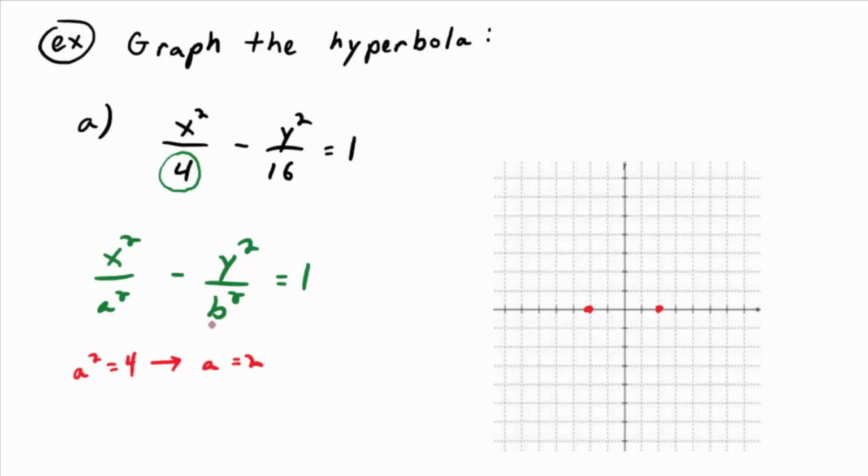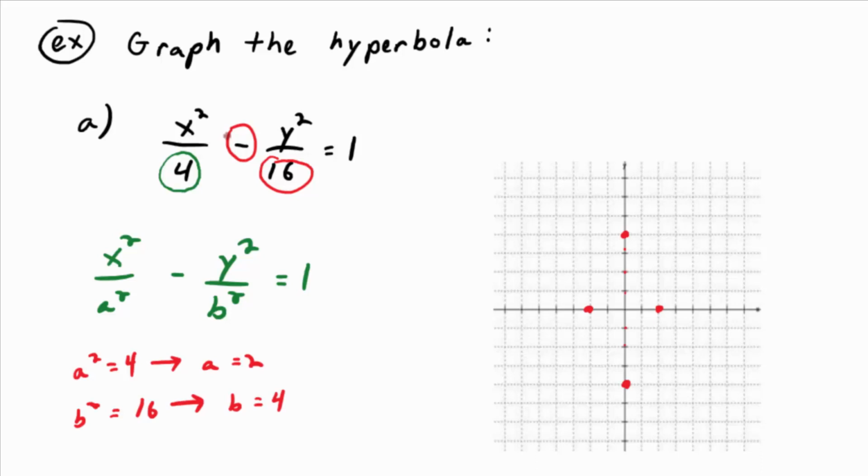Okay, then you're going to go up and down how far? The square root of the number underneath y squared. So b squared is 16, which means you go up and down the square root of that number, which is 4. So up and down, 1, 2, 3, 4. Now, if this were a plus right here, you'd just draw the best oval you can and you'd be done, right?